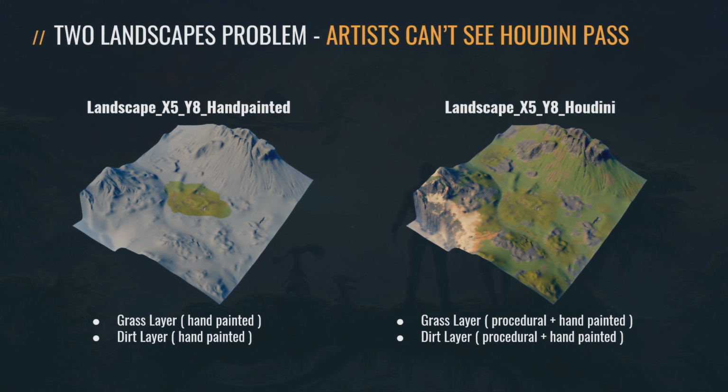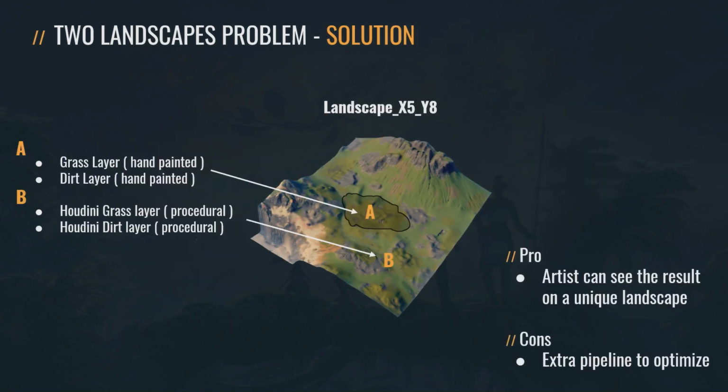So in order to fix that, we decided to have only one landscape for them to work on. And in order to do that, we had to duplicate all the layers that we had. So before we only had the grass layer, but from that point we had the hand-painted grass layer and the Houdini grass layer. So at that time they could work with the Houdini result and paint. They only used the hand-painted layer to paint the landscape.